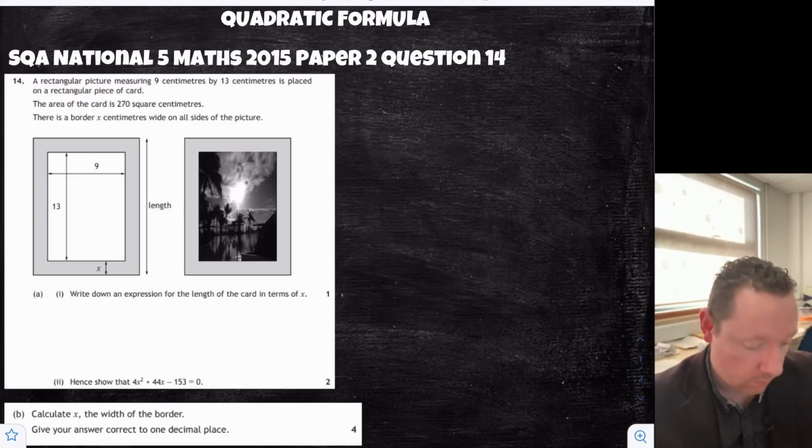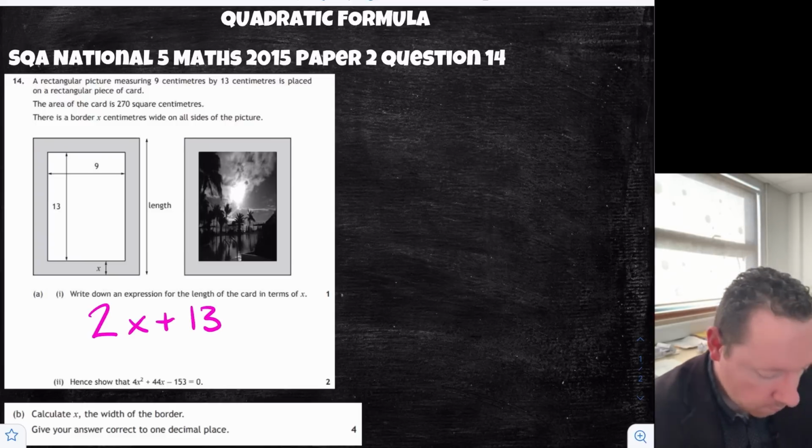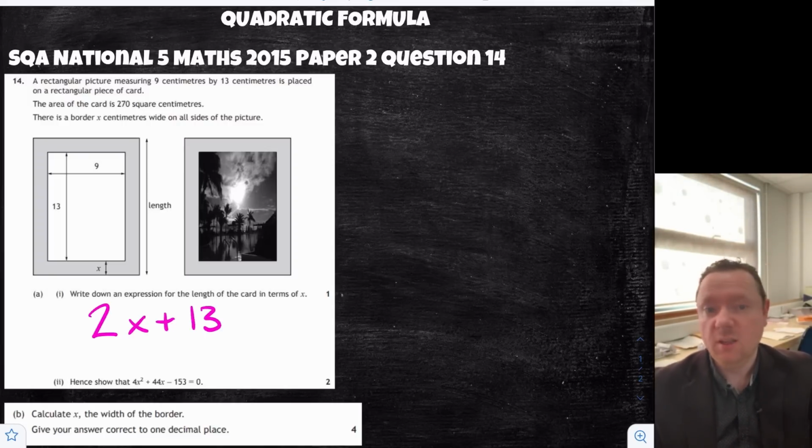A lot of people find this difficult, but if we look at this length here, it's going up x, then up 13, then up another x. So I've got 2x plus 13 is the answer to that. 2x plus 13. Hence show that 4x squared plus 44x minus 153 equals 0. Doesn't make much sense, but this is going to be an area question, so we're just going to work out the area and see where we go from there.